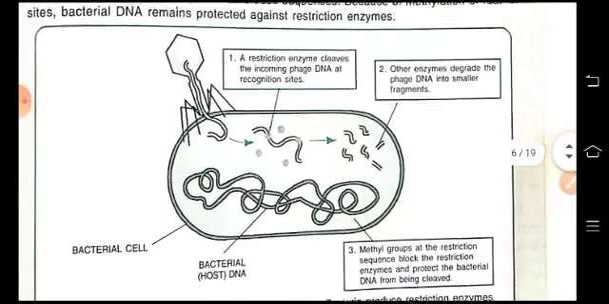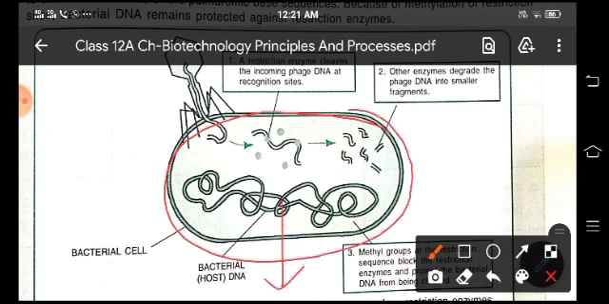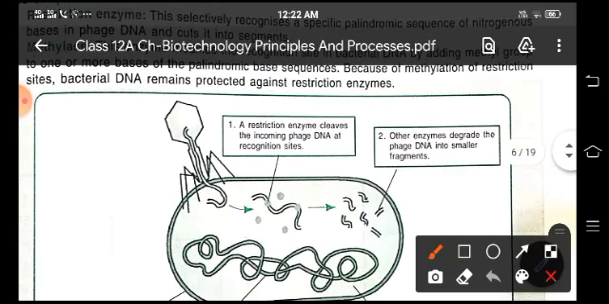So here is a bacterial cell, and this is the bacterial DNA, which is the host. Now this is a phage, and this restriction enzyme cleaves the incoming phage DNA at recognition sites into fragments.